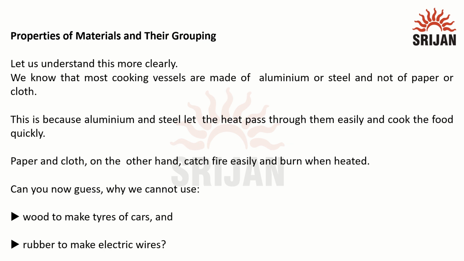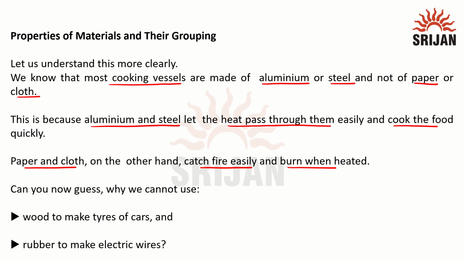Now let us understand this more clearly. We know that most cooking vessels are made up of either aluminium or steel and not of paper or cloth. This is because aluminium and steel let the heat pass through them easily and the food gets cooked very quickly. So it's a good conductor of heat. Now if we see paper and cloth, they catch fire easily and they burn. So they themselves will get burned when heated. So any substance that is inside a paper or a cloth will not be able to get cooked.